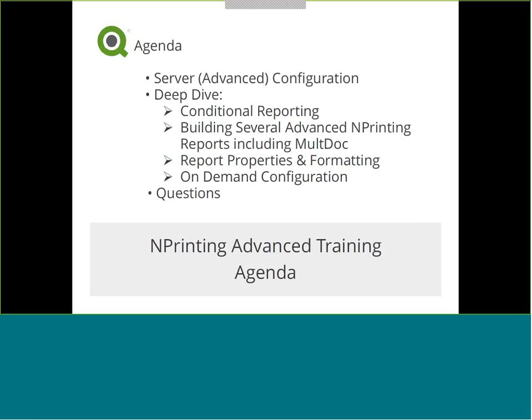What we're going to talk about today, as you already know, is some advanced server configuration. Of course, we'll get into a deep dive about some important reports that you're very interested to see today, which include the ability to perform alerts based on conditional reporting. We're going to then build a number of several other advanced NPrinting reports, including a multi-doc report. We'll also, during the course of the development of each report, show you the reporting properties and formatting in the normal course of the training this afternoon. And finally, we're going to get into the on-demand demonstration as well as configuration of the on-demand object.